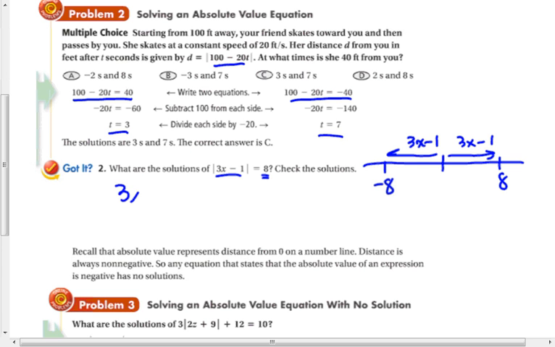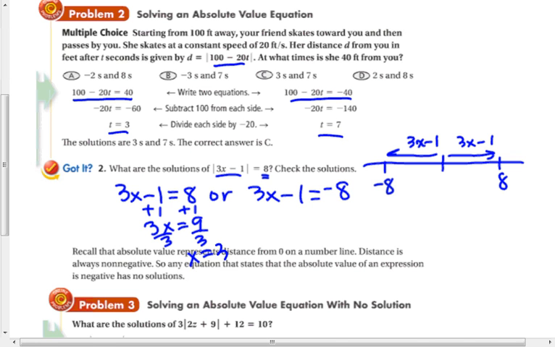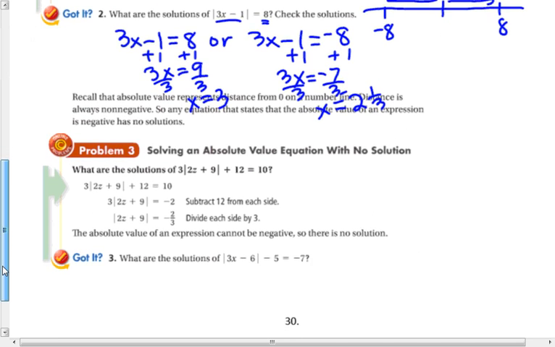So we're going to write down 2 expressions: 3x minus 1 equals 8, or 3x minus 1 equals -8. And then we're just going to solve the normal ways. Add 1 to both sides, and we get 3x equals 9. Divide both sides by 3, and we get x equals 3. Add 1 here, and we get 3x equals negative 7. Divide by 3, and we get x equals negative 2 1/3. All right, so there's two answers to an absolute expression like this.